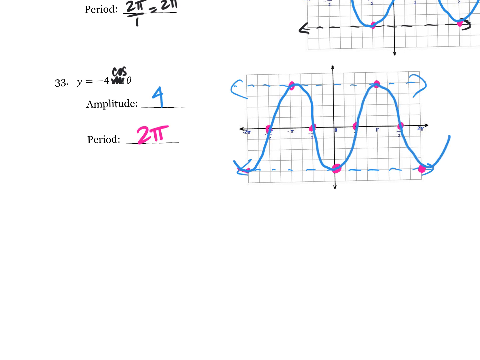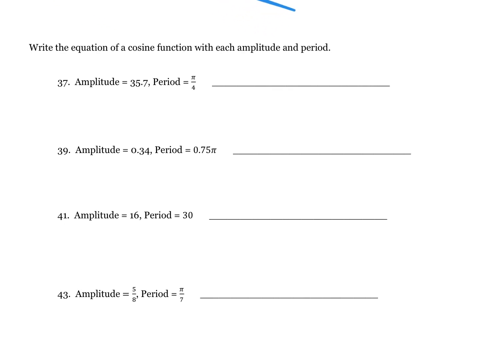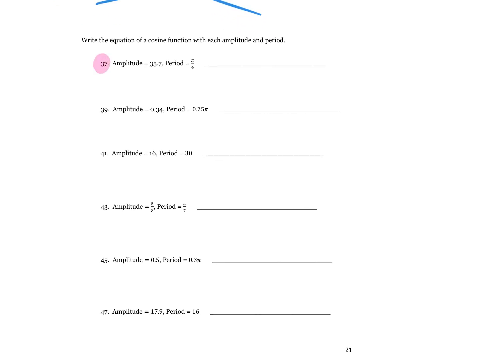Let's skip the top one. It's a little excessive. I just want to do 37, so I'm going to do this one, and then you guys are going to do these two, and then we're Gucci.